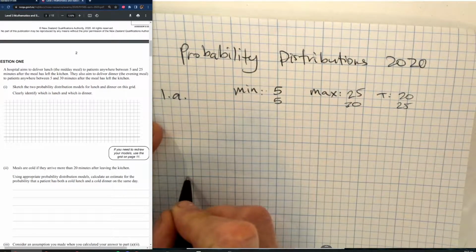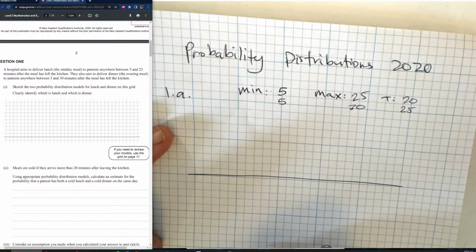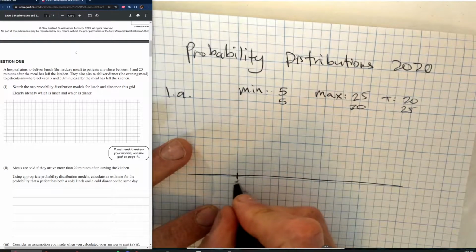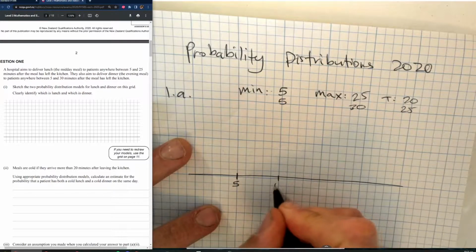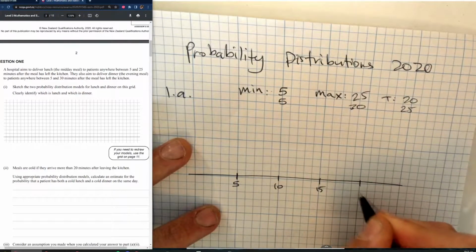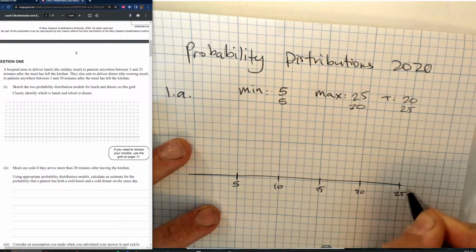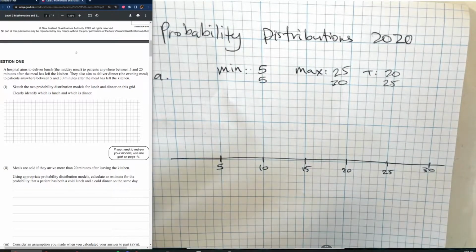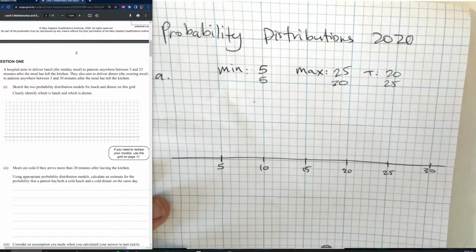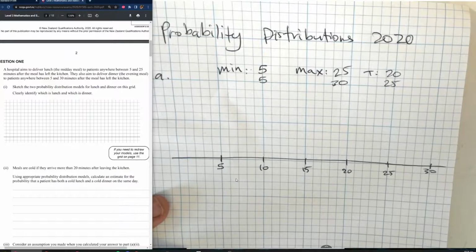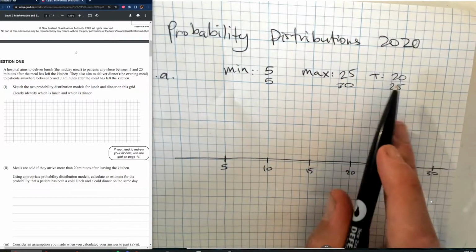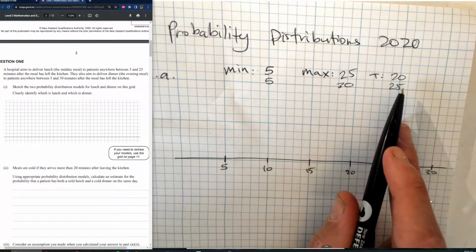Okay, so I'm just going to draw their grid. So our minimum that we're going to need to show on here is going to be 5. Yeah, probably can go up like that. 10, 15, 20, 25, up to 30. So this is where I'm going to do my distributions. The most important thing is see how I've got an overall minimum of 5 and an overall maximum of 30. I just need to make sure that my grid spans over those numbers. Okay, so we're going to do 1 over 25 and 1 over 20.